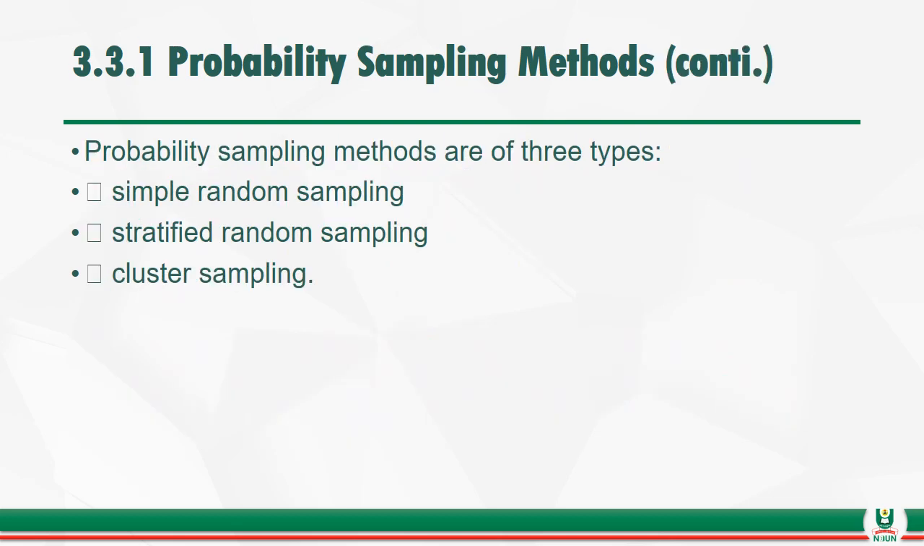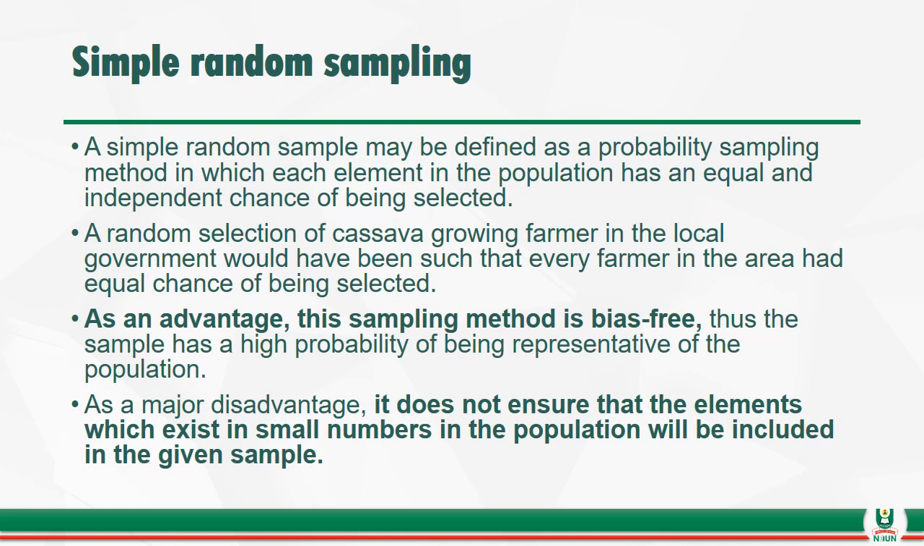Probability sampling methods. We have 3 different types of probability sampling methods. These are simple random sampling, stratified random sampling, and cluster sampling. A simple random sampling may be defined as a probability sampling method in which each element in the population has an equal and independent chance of being selected.